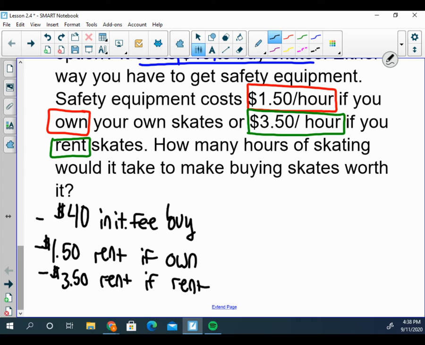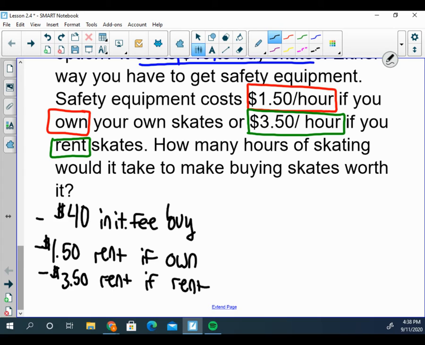So let's think about this. The question is, how many hours of skating would it take to make buying skates worth it? I hope what you're seeing is we have 2 contrasting ideas here. We've got the renting and the buying. And we want to know how many hours it would take to make it worth it. That implies that there's some break-even point, right?